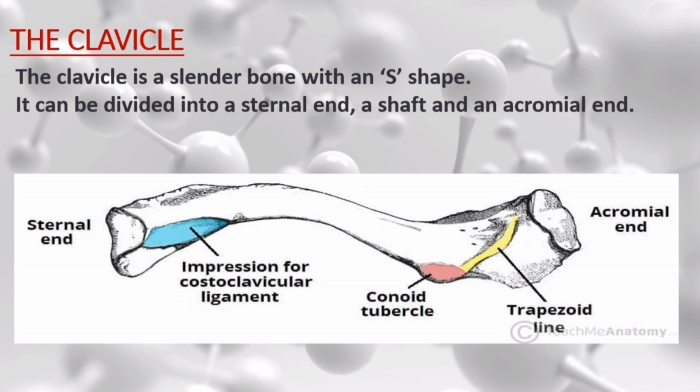The clavicle has three main functions. Attaches the upper limb to the trunk as part of the shoulder girdle. Protects the underlying neurovascular structures supplying the upper limb. Transmits force from the upper limb to the axial skeleton.